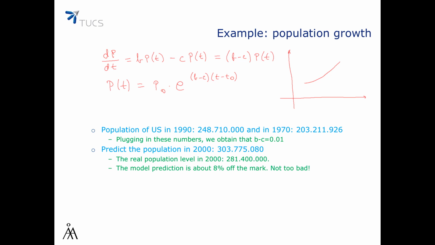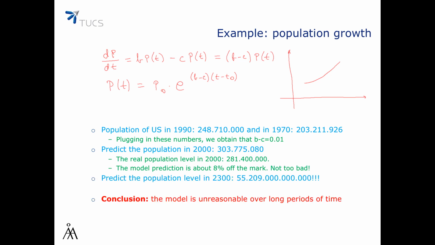We can now take a look at a prediction for the future and check the population level predicted by this model for the year 2300. We obviously don't have the real value for the year 2300, but really it is impossible that it could ever be this huge number. And so it's clear that the model becomes unreasonable over long periods of time.